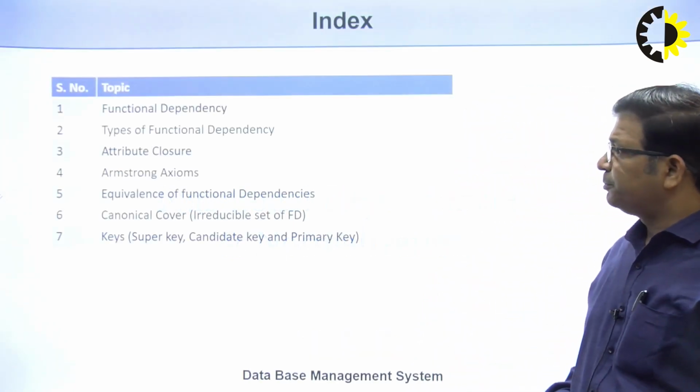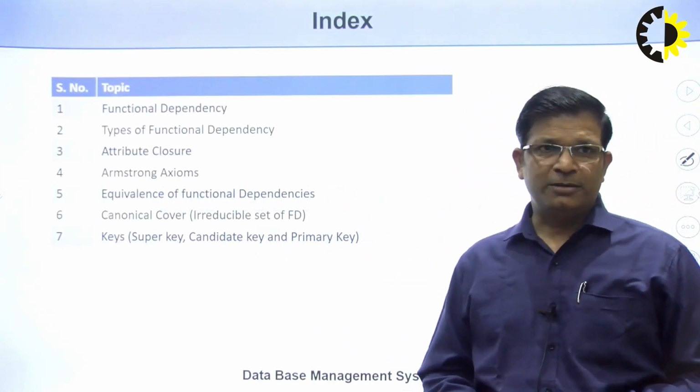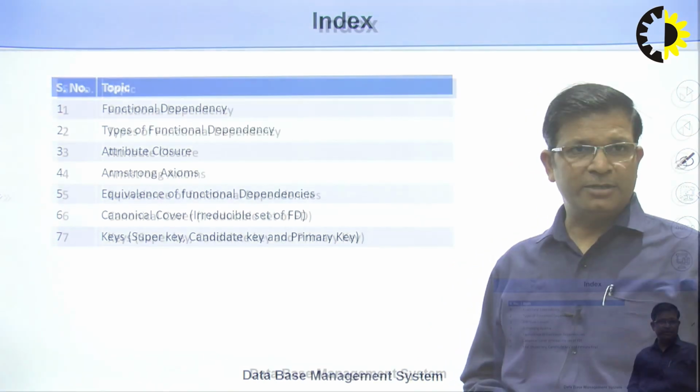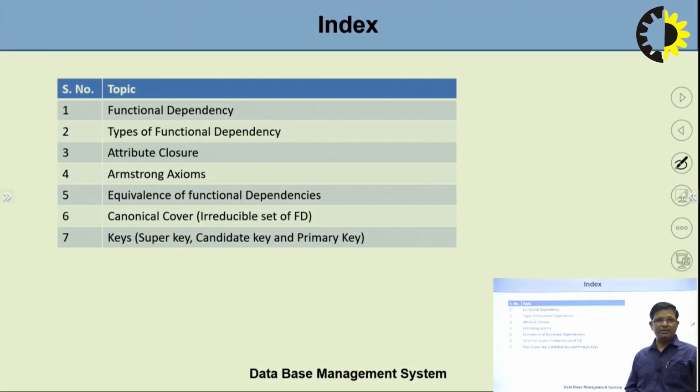So, these are some topics we will discuss: the functional dependency, different types of functional dependencies, attribute closure, Armstrong axioms, equivalence of functional dependencies, canonical cover, different types of keys. After that, we will start normalization.